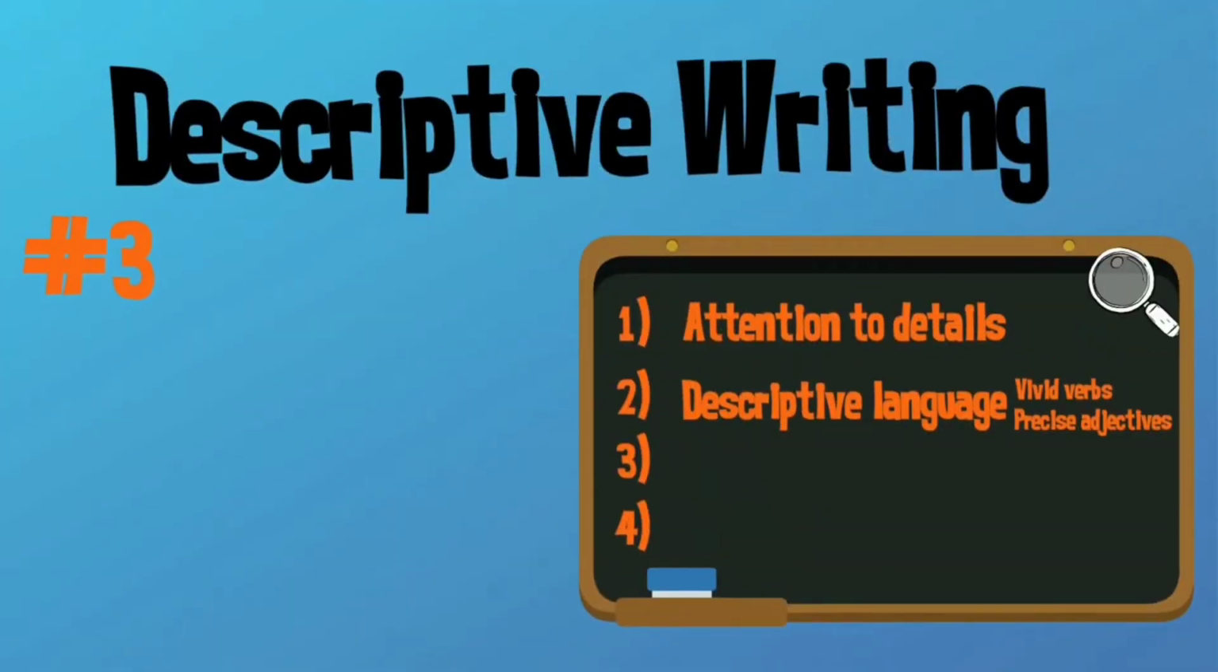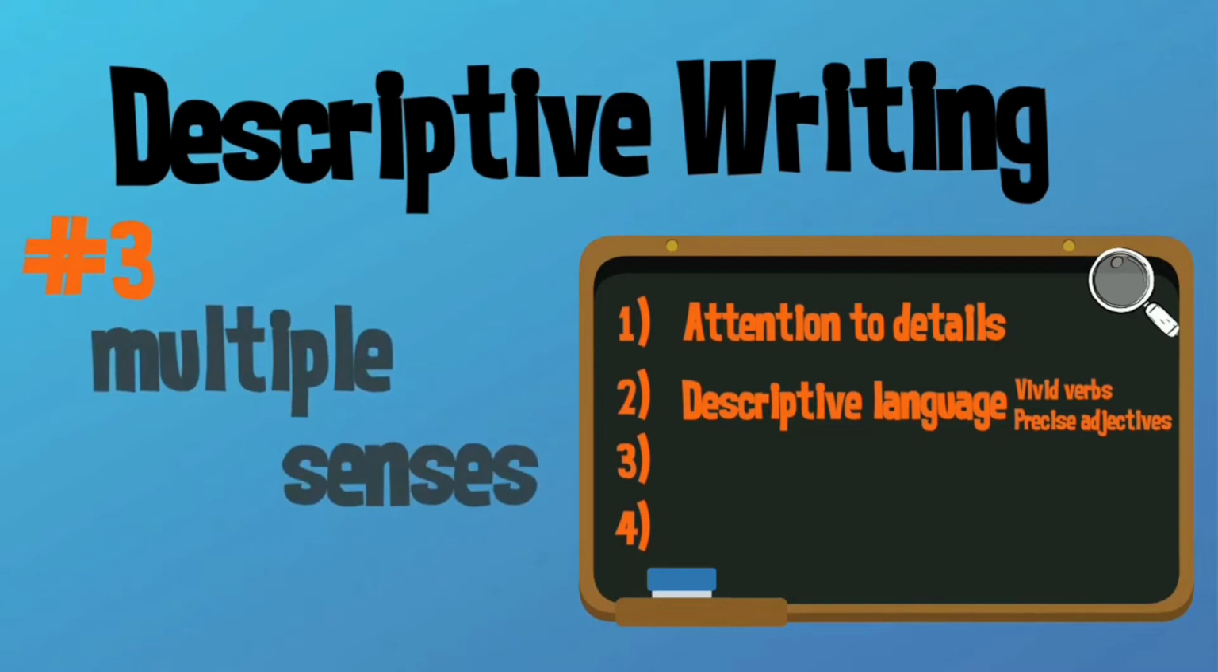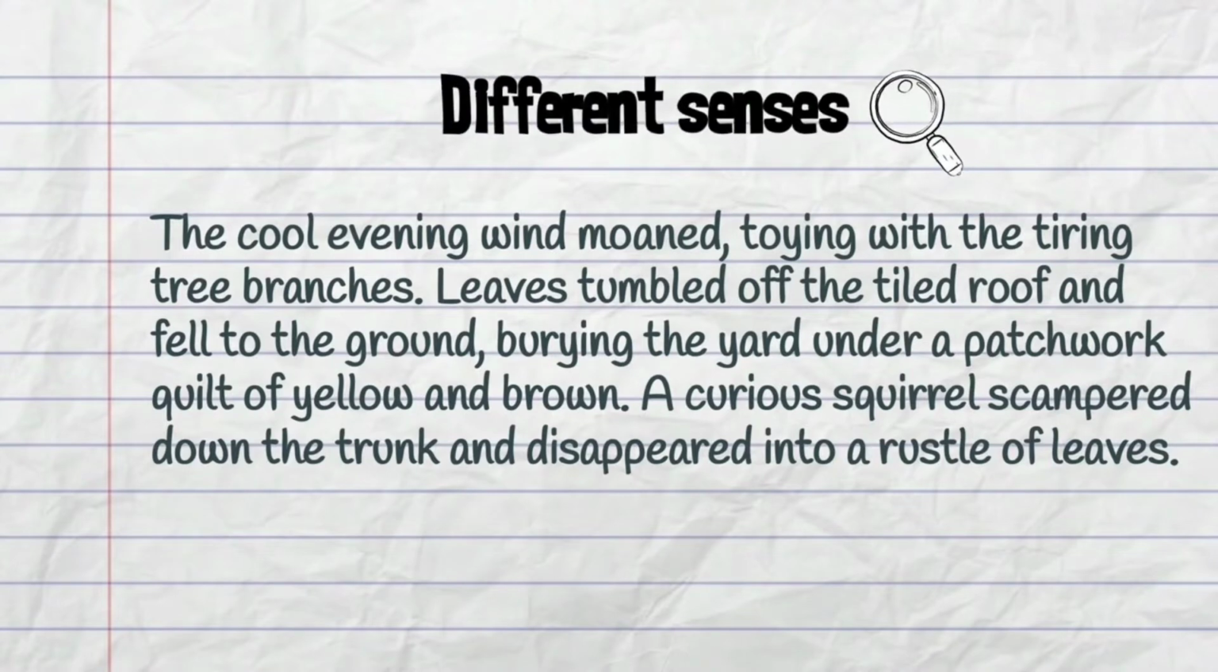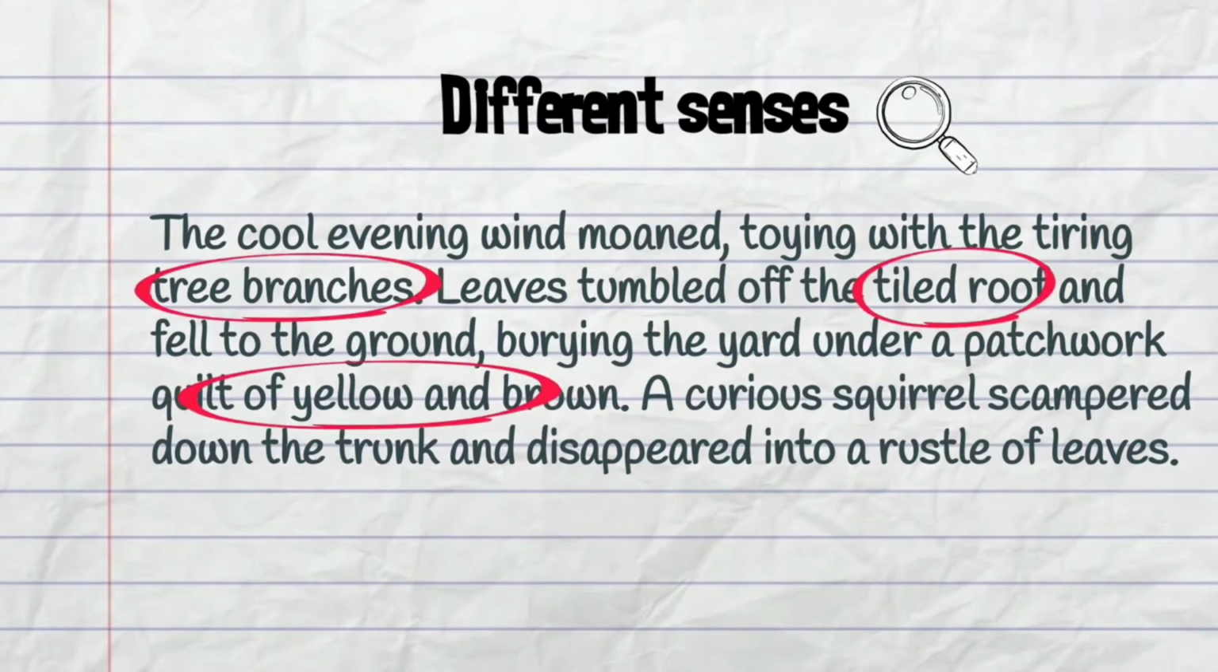The third component of descriptive writing is including multiple senses. It is easy to focus only on the things the reader should be seeing, forgetting to describe the other senses. Descriptive writing should also help us imagine what we could feel, the sounds, the taste, and the smells. Read over this passage again, this time looking out for what senses have been described. Pause here while you look. Here the author has focused on the sense of sight: the tree branches, tiled roof, yellow and brown leaves.